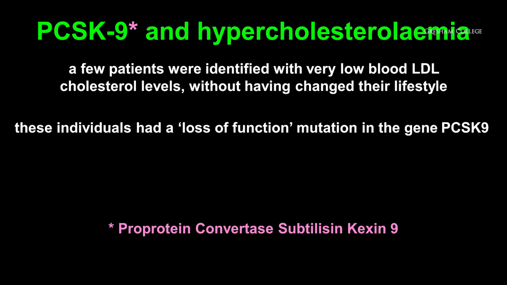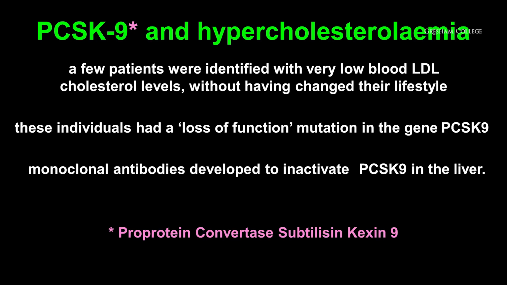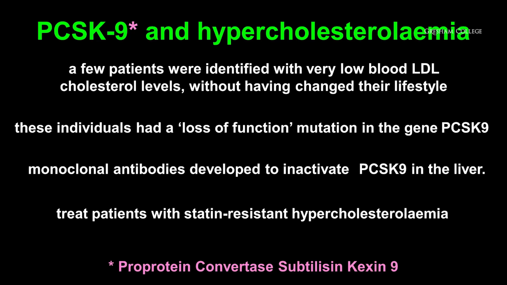These individuals had a loss of function of a particular gene, and that particular gene was involved in stopping liver cells taking up LDL. By developing monoclonal antibodies to that protein, they were able to increase the uptake of LDL by liver cells and reduce the level in the blood, which made it suitable for treating people who had statin-resistant hypercholesterolemia. So the identified gene proved to be a means by which you could get to grips with a group of patients who otherwise would not have been treatable, by understanding the detailed mechanism of the disease.